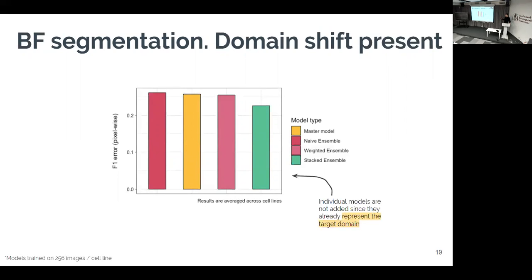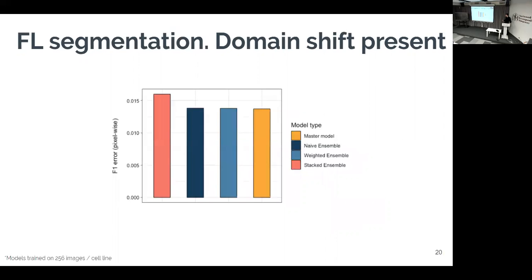We don't add individual models here, since they already represent 1 cell line, so they already represent only the target domain. So stacked ensemble here notably outperforms other strategies, notably compared to the case when there is no domain shift. And master model achieves prominent performance. It's again easier than naive ensemble and weighted ensemble, easier to implement, and achieves almost the same performance. For fluorescence, again, models achieve really small values of F1 error scores. Master model here achieves the lowest error score and is considered as the best competitor in this case.